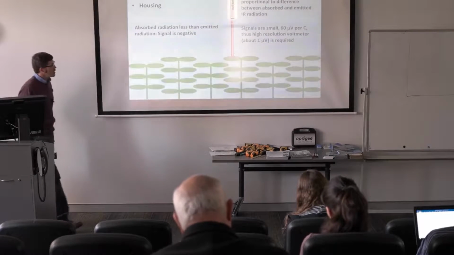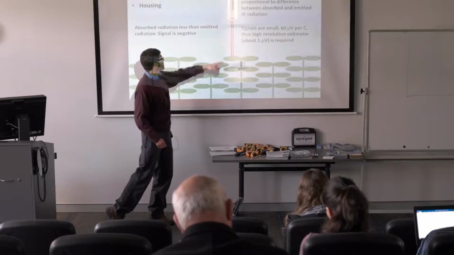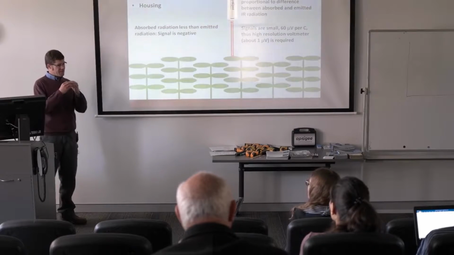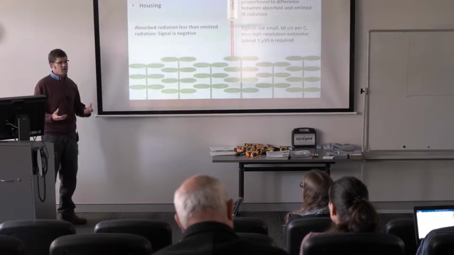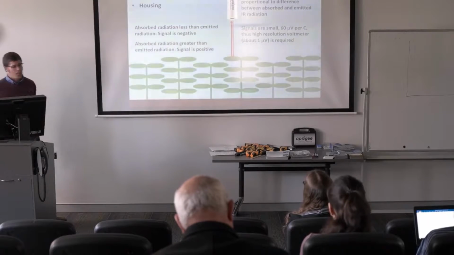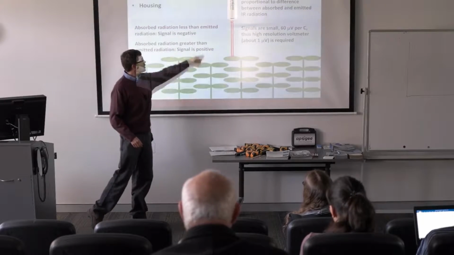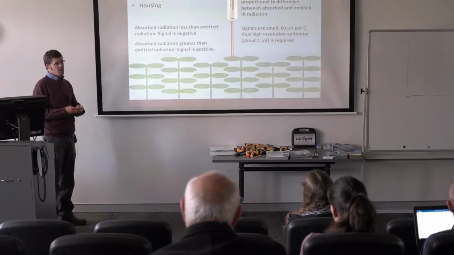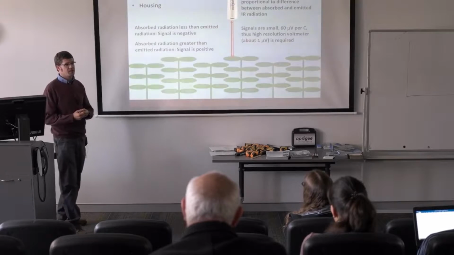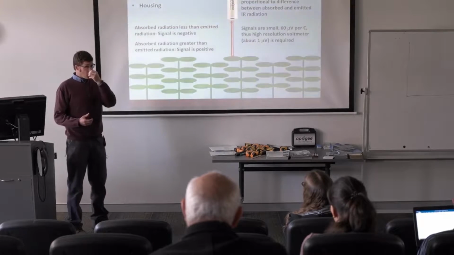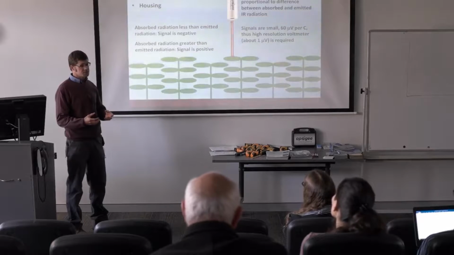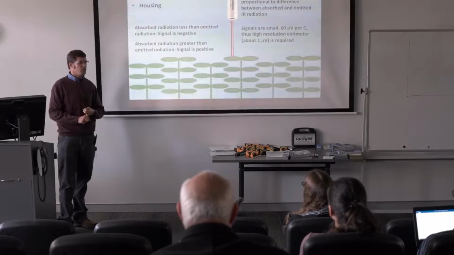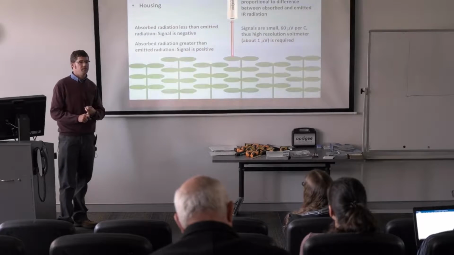So when the absorbed radiation, the amount of radiation coming in, is less than the amount of radiation going out, then the radiation balance at the detector itself is negative and you'll get a negative voltage. The opposite is true: when you have more radiation coming in than what's going out, the radiation balance at the detector is positive and you'll get a positive voltage rather than a negative voltage. And so in addition to needing a voltmeter that can measure small signals in the microvolt range, you also need one that can measure polarity, both positive and negative voltages.